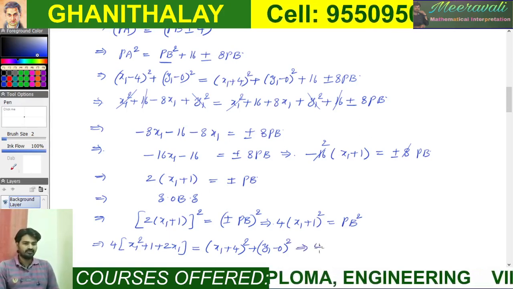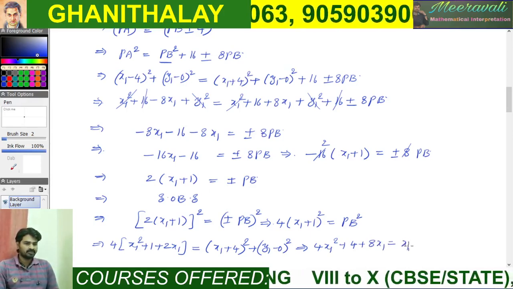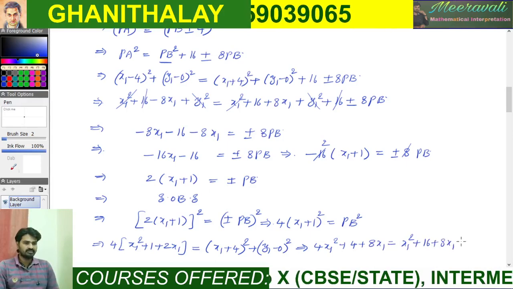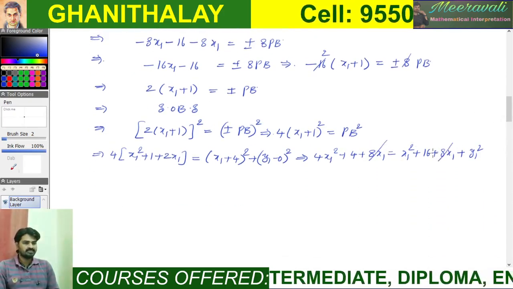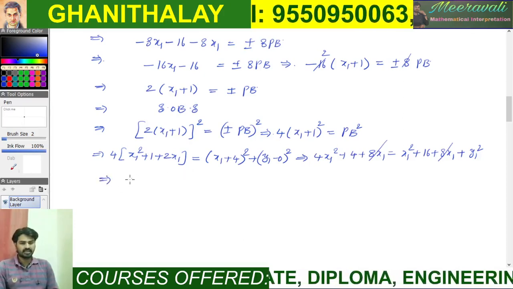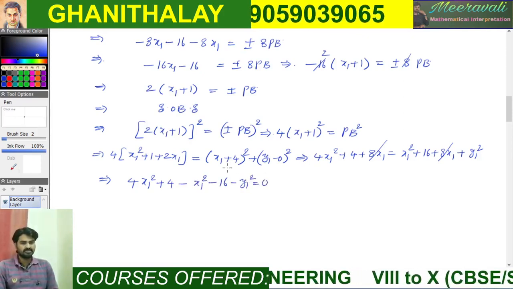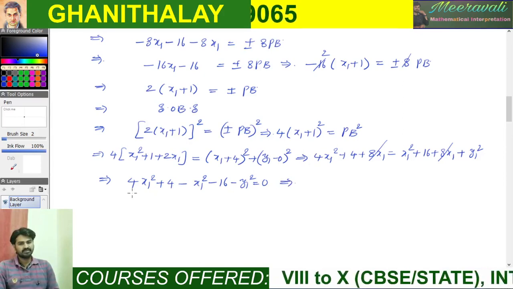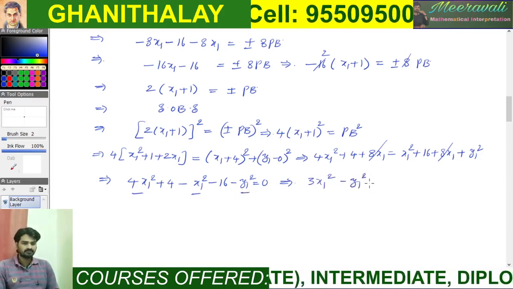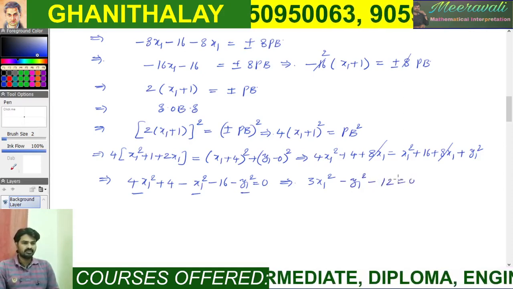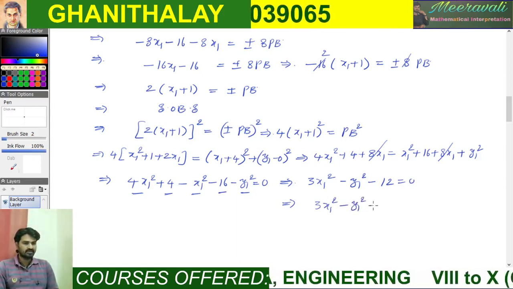Now if you expand carefully, 4x1 square plus 4 plus 8x1 is equal to, that will be of the form (a plus b) whole square, a square plus b square plus 2ab, this one, y1 minus 0 means y1 square. Okay, now take all terms to one side. Here 8x1 cancels. Now remaining terms, take them outside, left side plus 4 minus x1 square minus 16 minus y1 square is equal to 0. Now here I am going to write first the x square terms, 4x1 square minus x1 square, 3x1 square, next y1 square minus y1 square, minus 12 is equal to 0, constant plus 4 minus 16, 12. So finally you have to write 3x1 square minus y1 square is equal to 12.